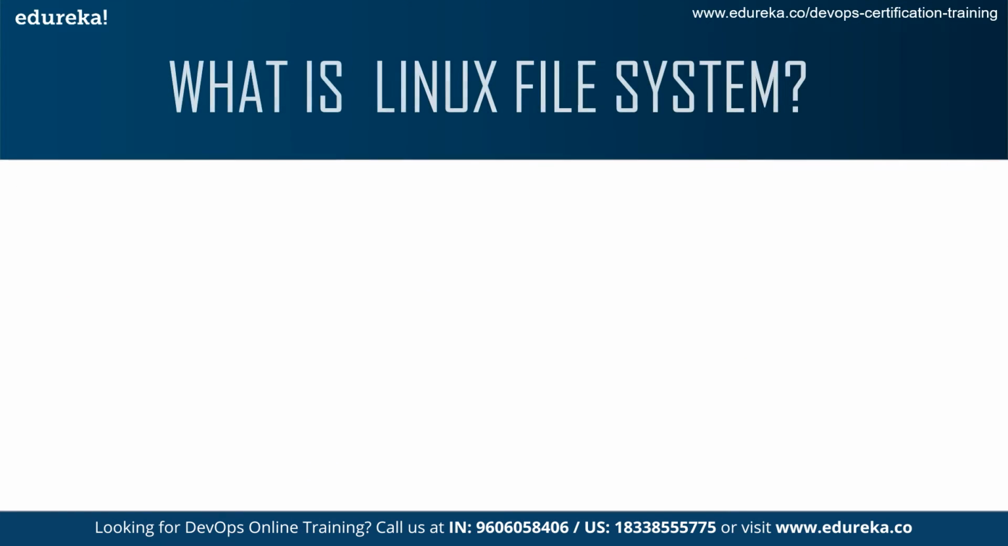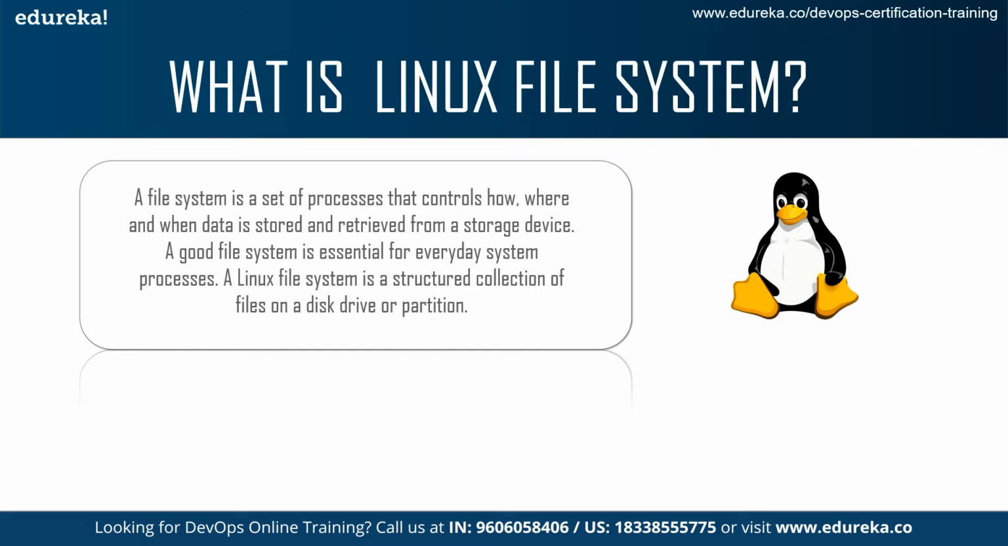Now, when we talk about Linux file system, the first thing we need to know is what it is, right? So Linux file system is a set of processes that controls how, where, when data is stored and retrieved from a storage device. How do you store it, where do you store it, when do you store it. All of those are basically taken care of by the file system, right? So a good file system is extremely essential for everyday system processes, right? A Linux file system is basically a structured collection of different files on a disk drive, right, or a partition. So what you can see is that the file system helps in basically making all the files present in the Linux system into a much more structured, collected set of files.